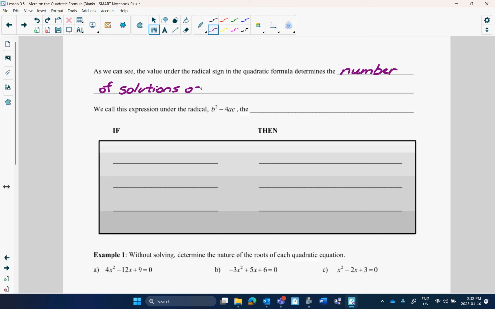Remember, those words are interchangeable. And that expression under the radical sign, the b squared minus 4ac, actually has a certain name. We call it the discriminant. Discriminant. And we saw what happens on the previous page.